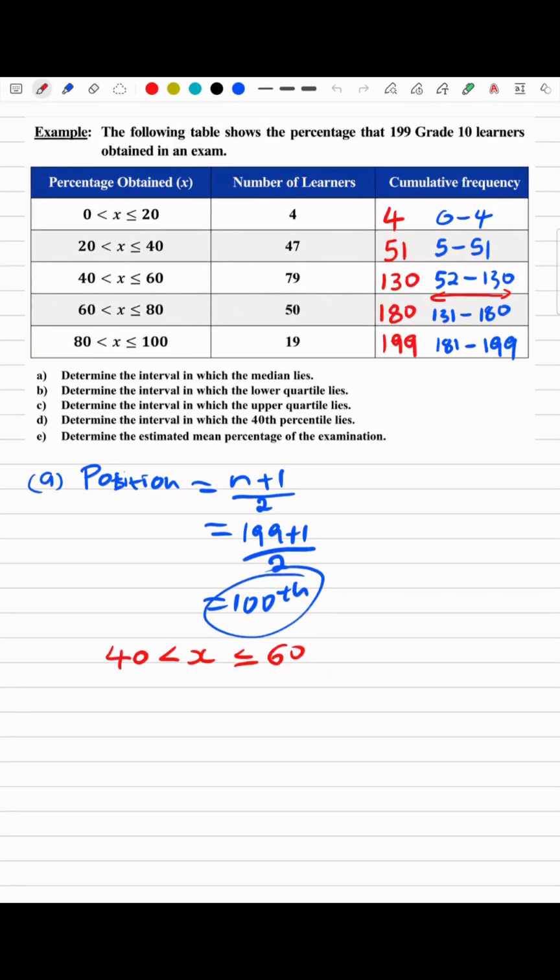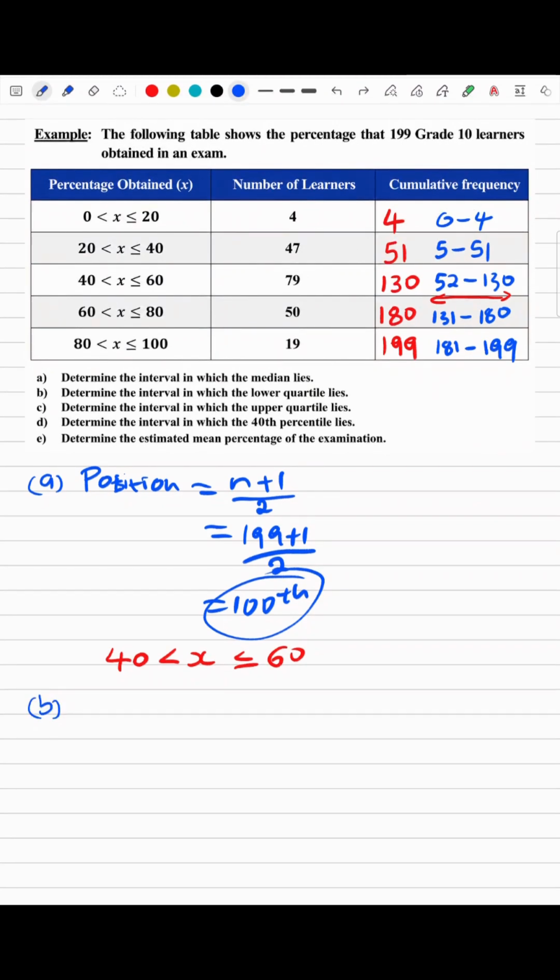First, you find the position of the median. Then after finding the position of the median, you check the cumulative frequency. You check the range of cumulative frequency that contains that number. The cumulative frequency range that contains 100 here is between 52 and 130. Therefore, we will take that interval, when x is greater than 40 but less than or equal to 60.